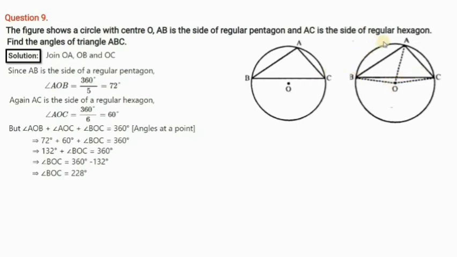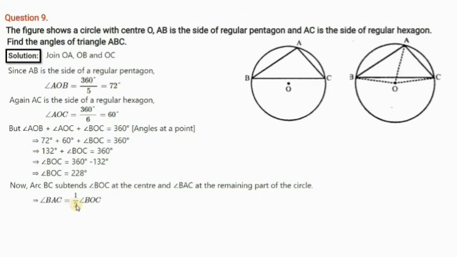Now in the remaining part of the circle, B and C subtend angle BAC. So I can say the central angle will be double of this. BAC will be half of BOC. BOC is 228, so from here we get 114 degrees. So angle BAC, that is this angle, turns out to be 114 degrees.